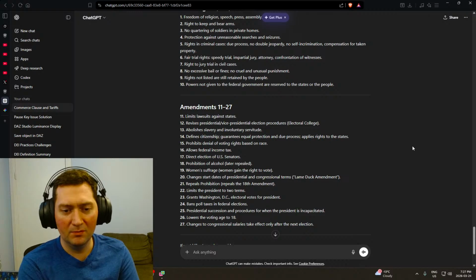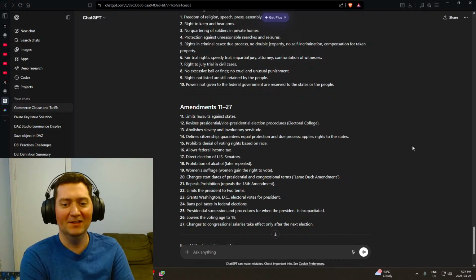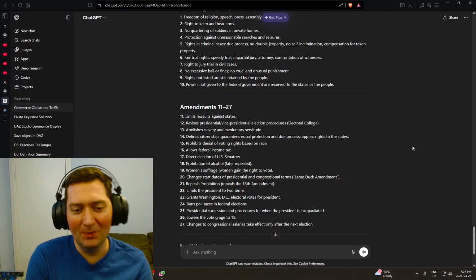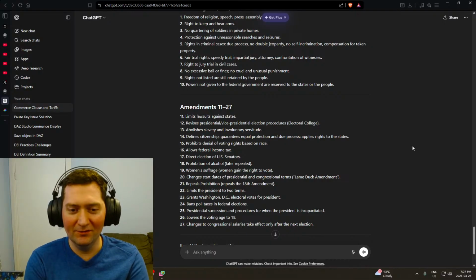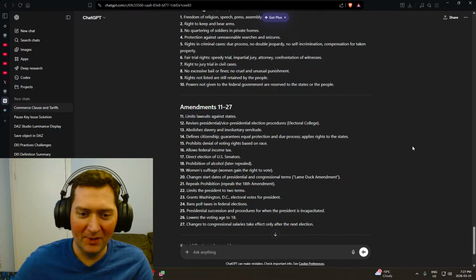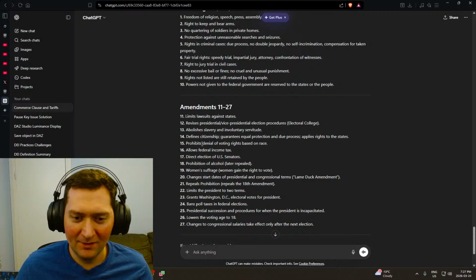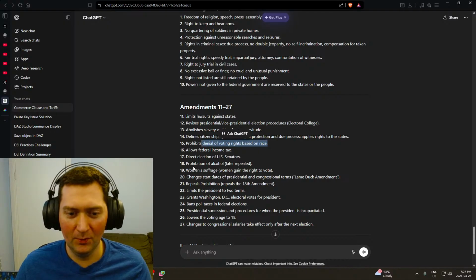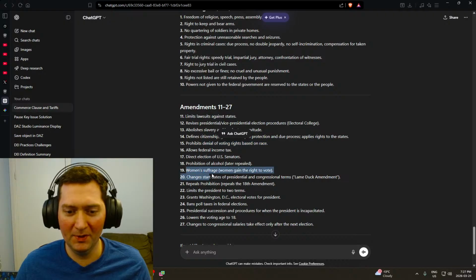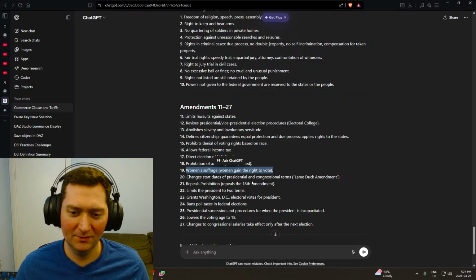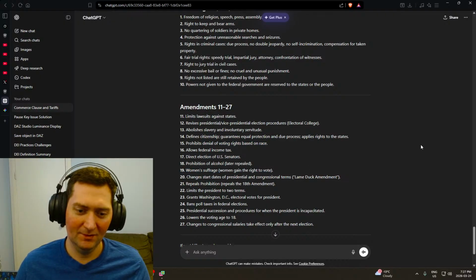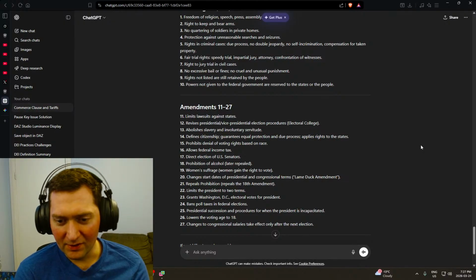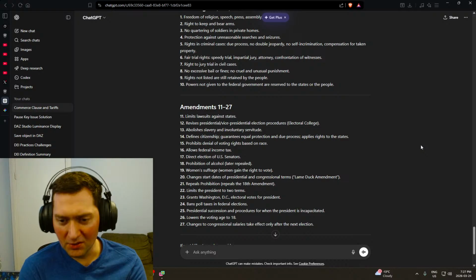18, prohibition of alcohol, later repealed. 19, women's suffrage, women gained the right to vote. So they prohibited denial of voting rights based on race before women gained the right to vote. Okay. 20, changes start dates of presidential and congressional terms.